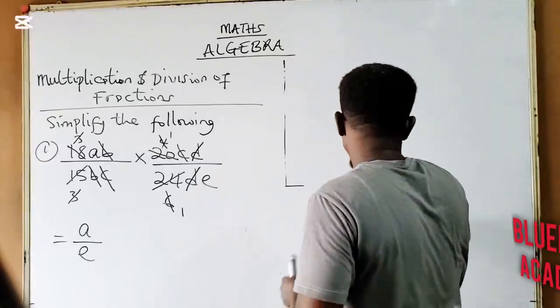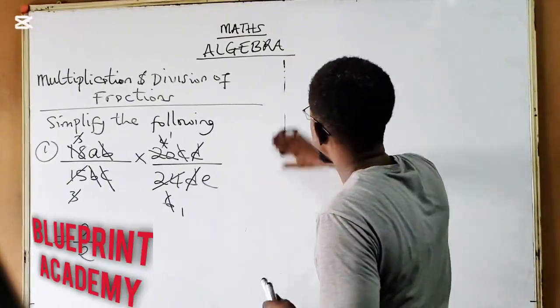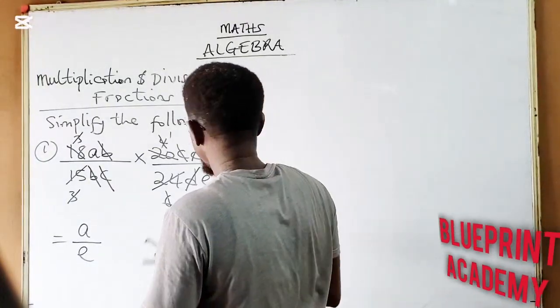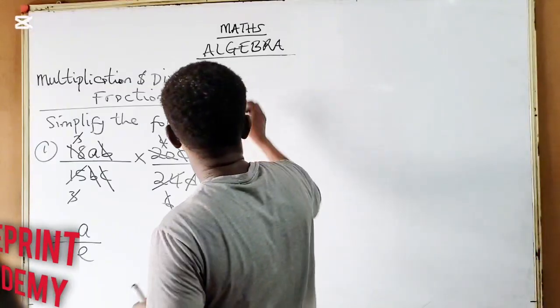So this is how you divide and multiply when you have algebra. Let's take a look at one under division.